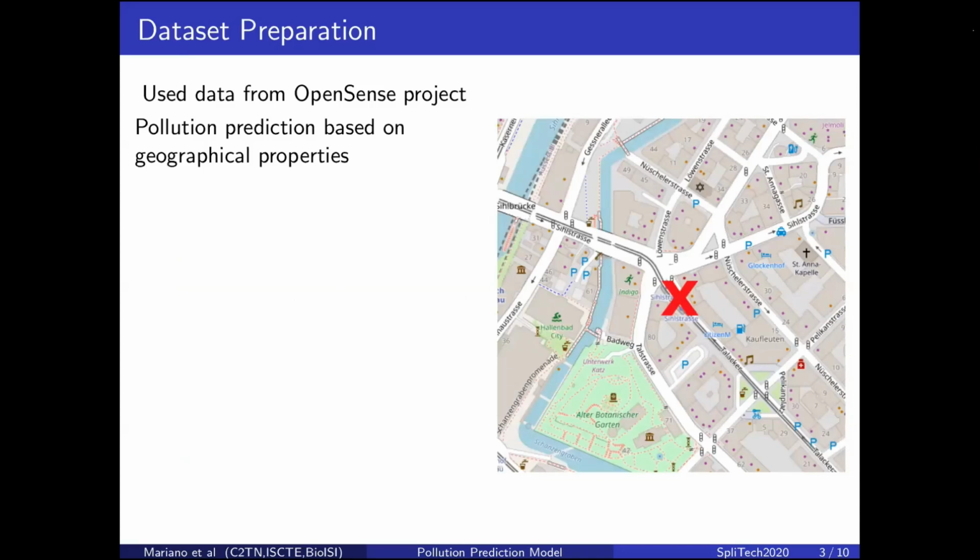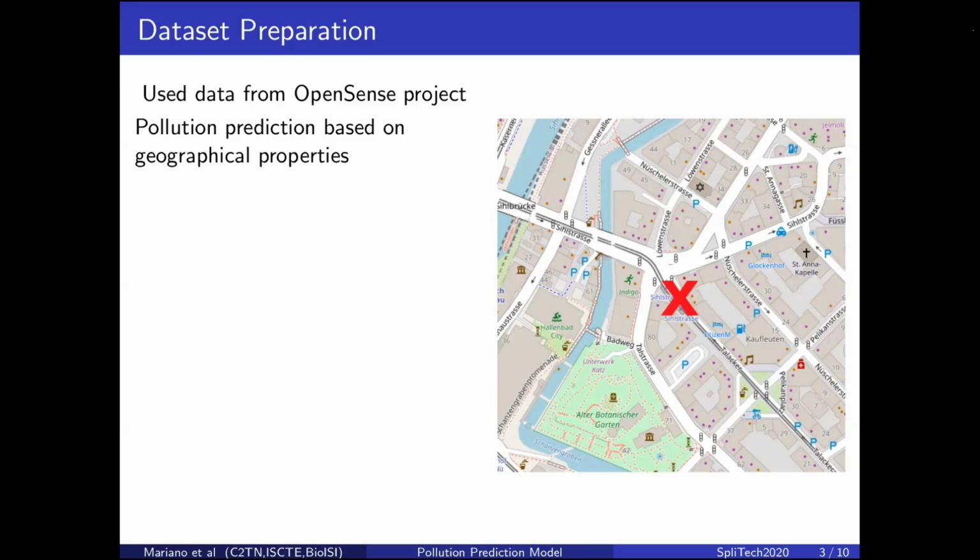As the sensors are not yet deployed in city buses, so we don't have any data collected, we instead used data from the OpenSense project, which was a project developed by EPFL, ETH Zurich, and other Swiss institutions. This data was collected from mobile sensors deployed on the trams of the city of Zurich.